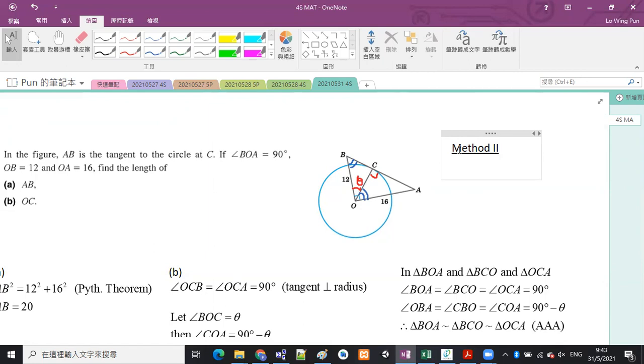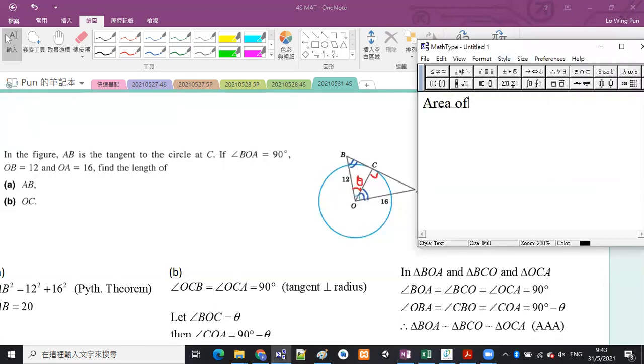I'm going to find the area of triangle BOA. Because triangle BOA is a right angle triangle, when I use OA as the base, then OB will be the height. Okay, so that is like this. Base times height divided by 2.